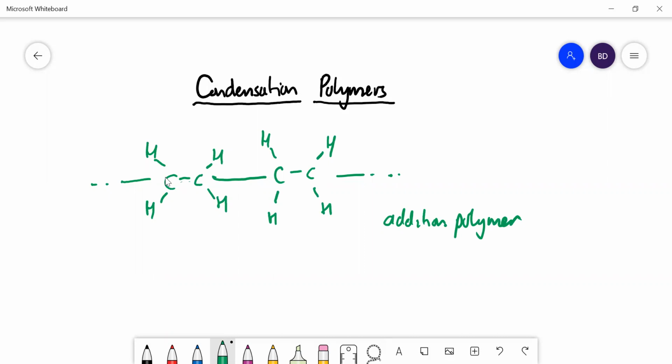What we're going to talk about is a different class of polymers called condensation polymers, and they're going to be polyesters. We've got an ester linkage in them, and polyamides. Okay, so let's have a look at that.